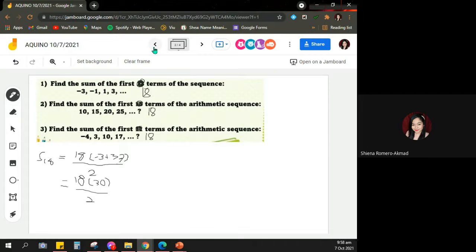Anong ginawa nyo? Kinuha nyo pa yung last term? Ay, pag nyo kunin yung last term. Dapat pala ginawa kong 100 terms, no? Para wala kayong choice kundi gamitin yung formula. Anong pang 18 term nito? Solve na natin yung pang 18 term. A sub 18 equals negative 3 plus 17 times, ano yung difference nito? 2. 34, 31.